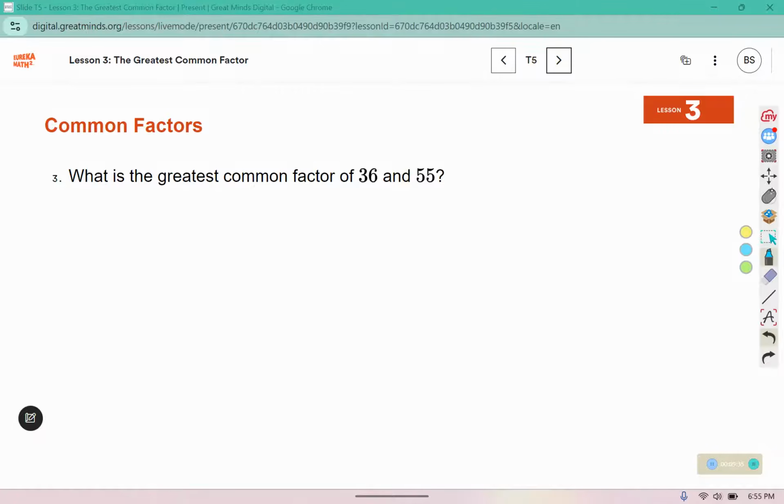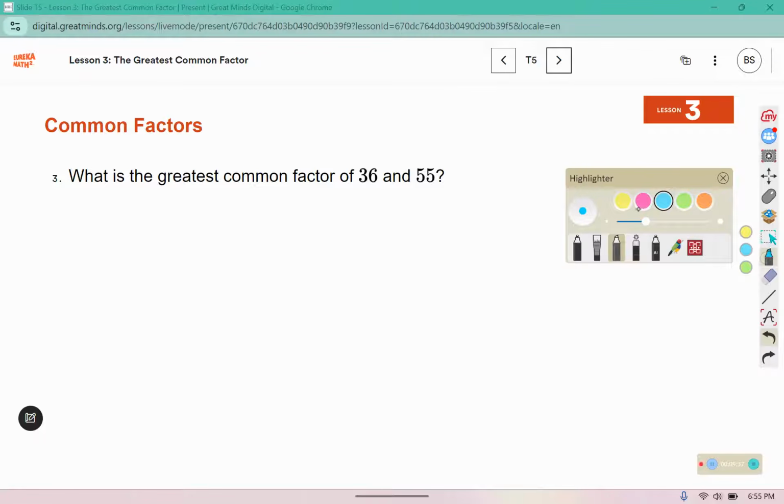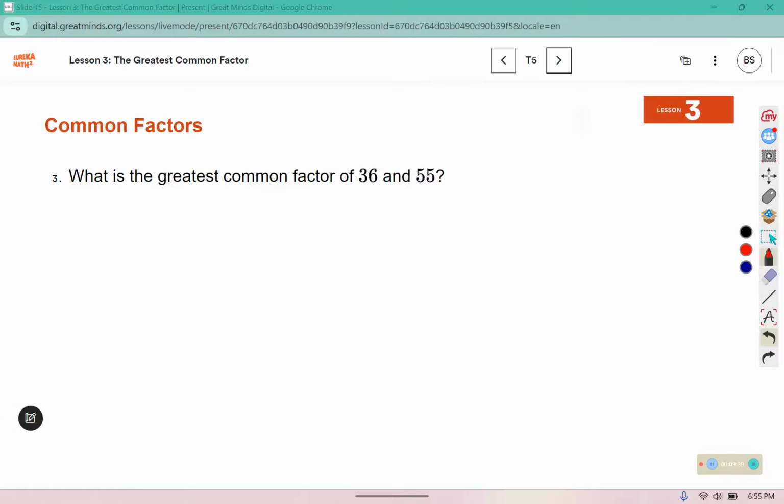Here we're looking at 36 and 55. Last time I split 36 into 9 times 4, and I ended up with 2 3's and 2 2's. Let's try a different separation for 36 this time and see if we end up with the same prime factors. How about 3 and 12? 3 times 12 makes 36.